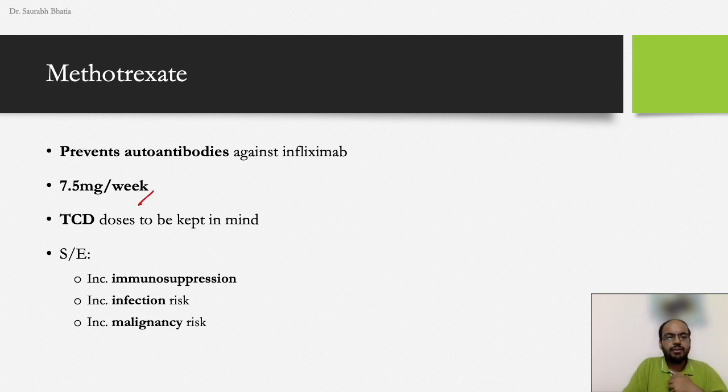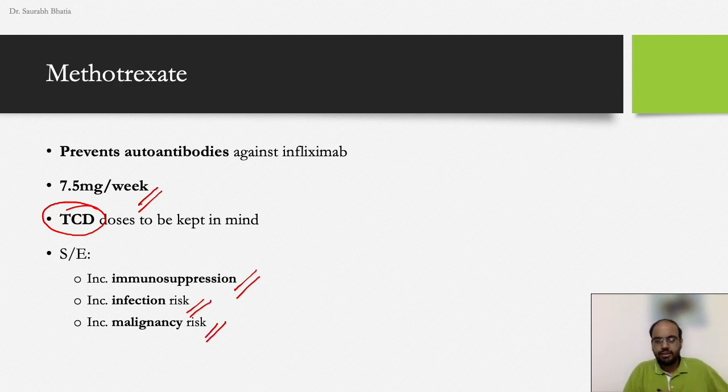The dosage that is routinely used is 7.5 mg per week. Methotrexate will have an additional effect on treating psoriasis and psoriatic arthritis along with preventing autoantibodies to infliximab. But remember that patients might be receiving methotrexate prior to giving infliximab, so the total cumulative dose of methotrexate and the additional side effects of methotrexate should be kept in mind. Along with that, if you add one more immunosuppression to infliximab, it will lead to increased immunosuppression. So infection risk also increases, and it also increases the malignancy risk. So keep that in mind when you are combining two different immunosuppressants, especially methotrexate with infliximab.